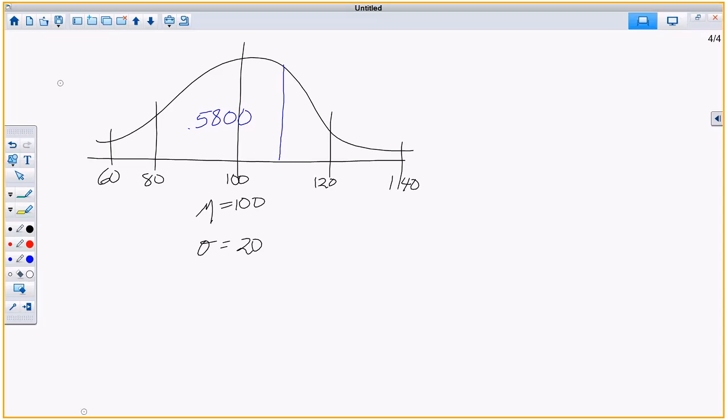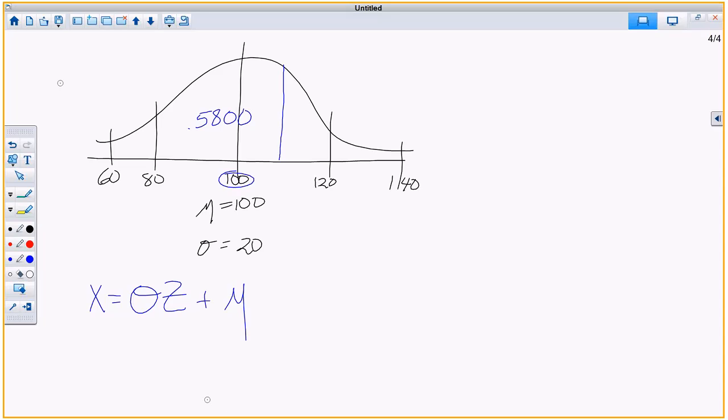Z-score. But that z-score is not going to make any sense because you've got 100. This is about 110. This is about 120. That z-score is not going to make any sense. So you've got to use this: X is equal to Oz plus mu. Is mu the area right now? Mu is just 100. That's the mean.